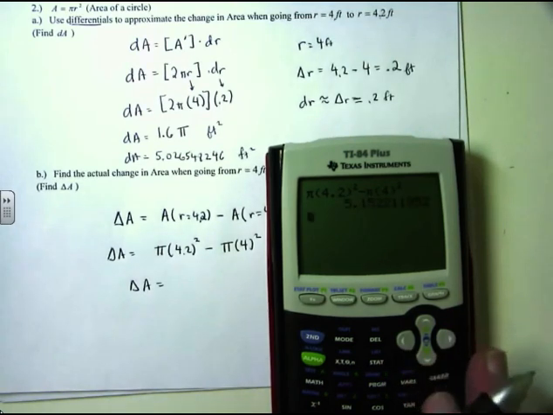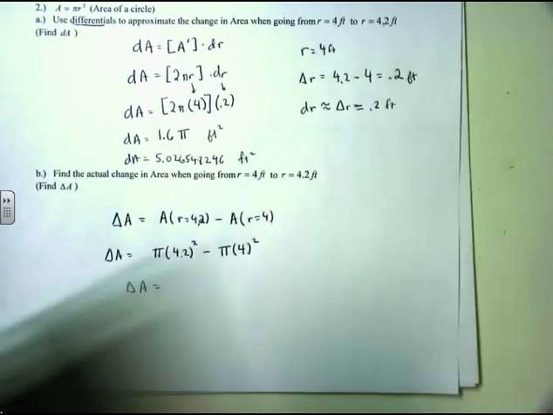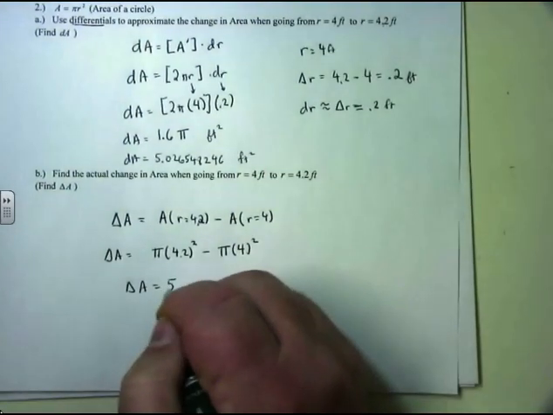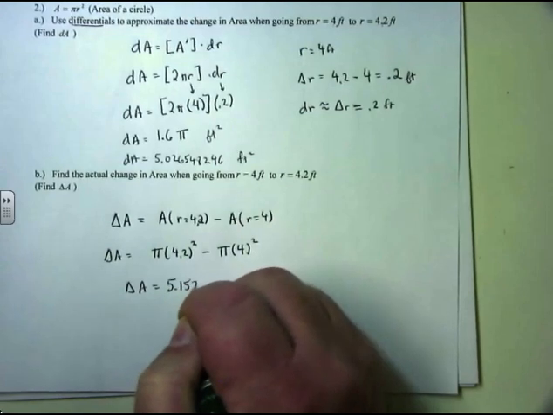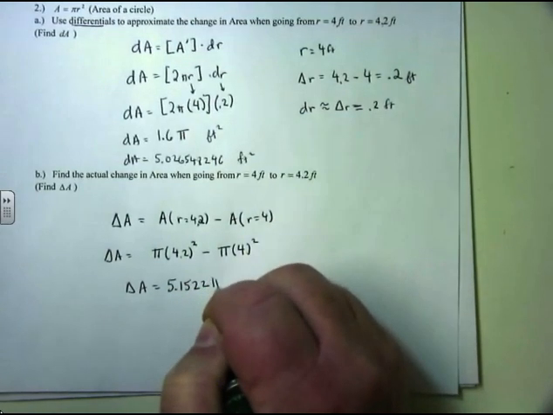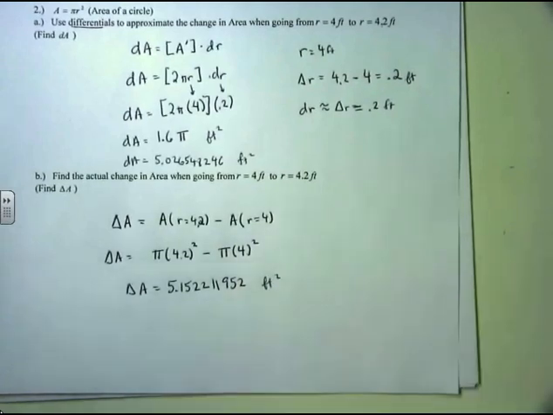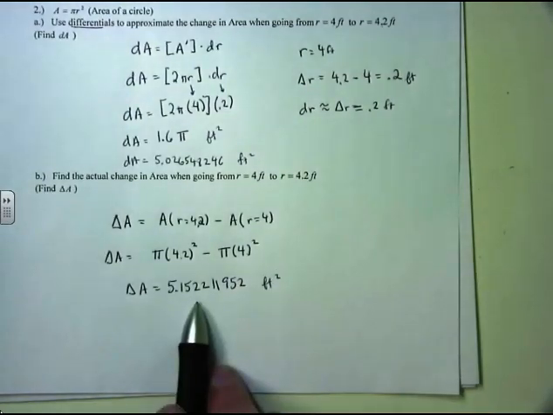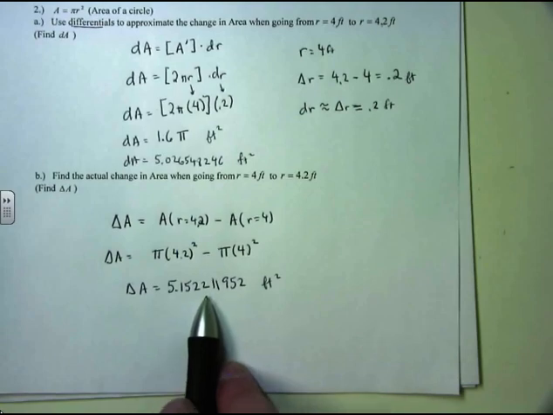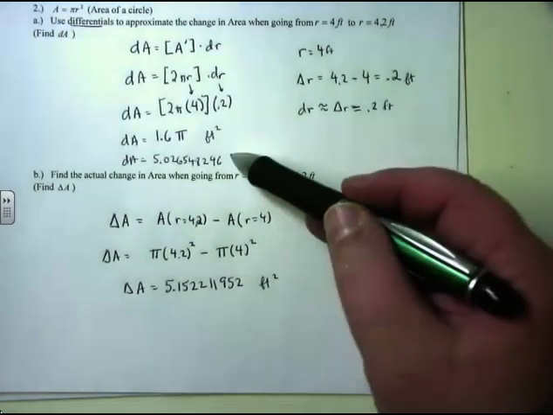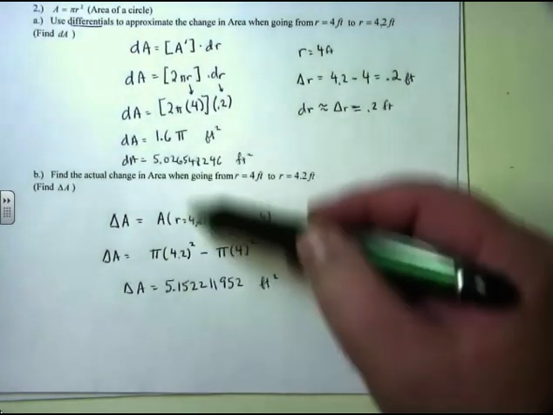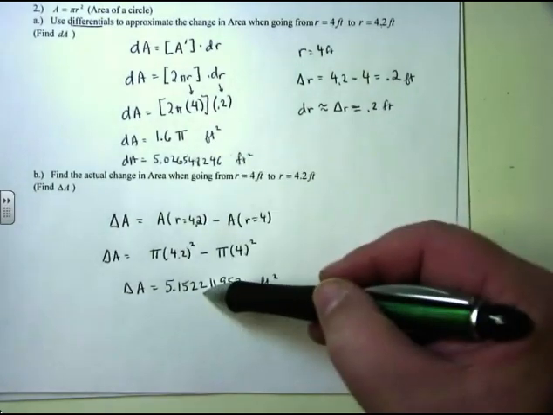I got 5.15, and I'll write out all my little decimals here. This is 5.15221195 feet squared. This is the actual change in area, and this was my approximate using my differential. You'll notice that it's a little off, but they're close, and that's the whole purpose.